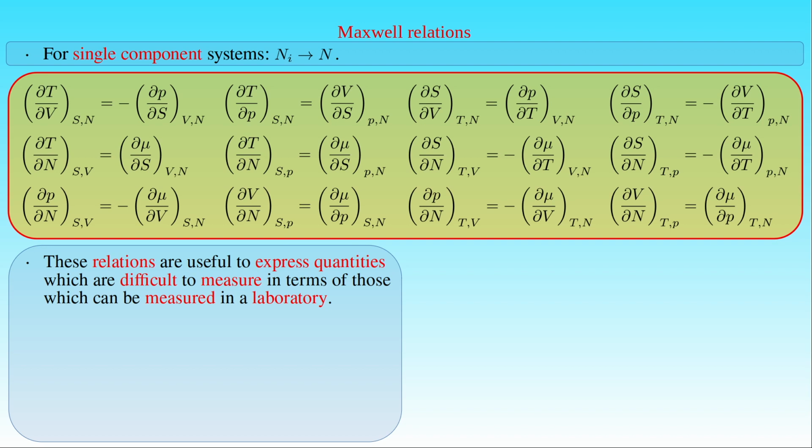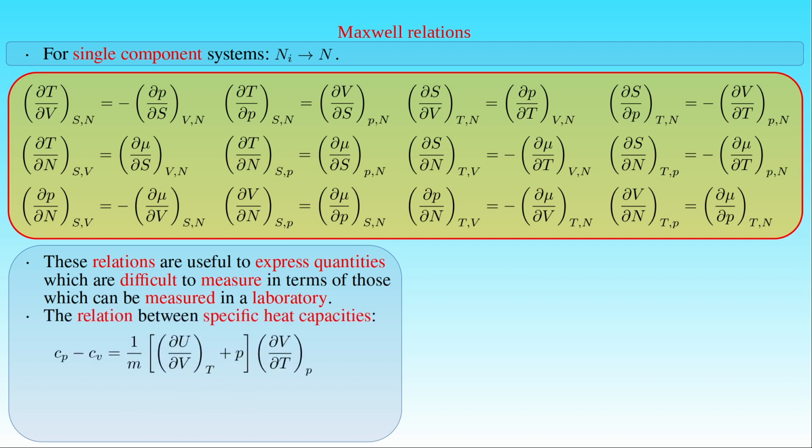When we study the relation between the internal energy and the heat capacity of a thermodynamic system, we derive the equation stating that the difference between its specific heat capacity Cp at constant pressure and Cv at constant volume is equal to 1 over the mass of the given substance in the system, times the sum of the partial derivative of the internal energy U of the system with respect to its volume V at constant temperature T, and the pressure P in the system, times the partial derivative of the volume V with respect to the temperature T at constant pressure P.